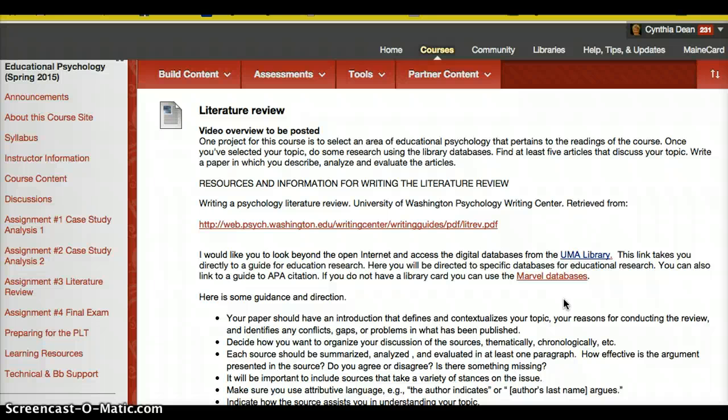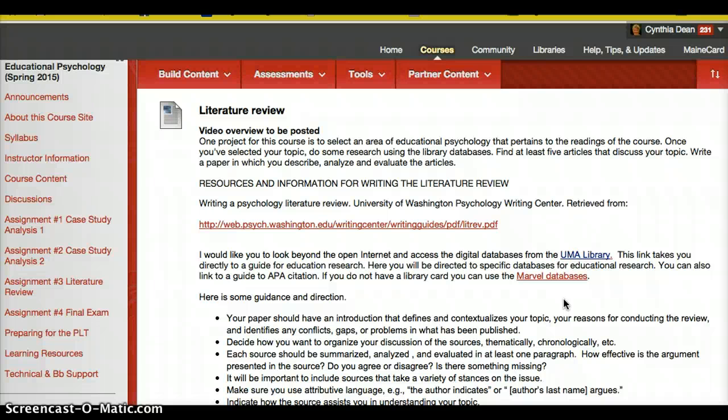All right. So once you've selected your topic and formed your research question, you're going to do some research using the library databases. This is an academic paper. I don't want you using internet resources. Okay. You're going to use the databases. You're going to find at least 5 articles that discuss your topic. And then you're going to write a paper in which you describe, analyze, and evaluate the articles.